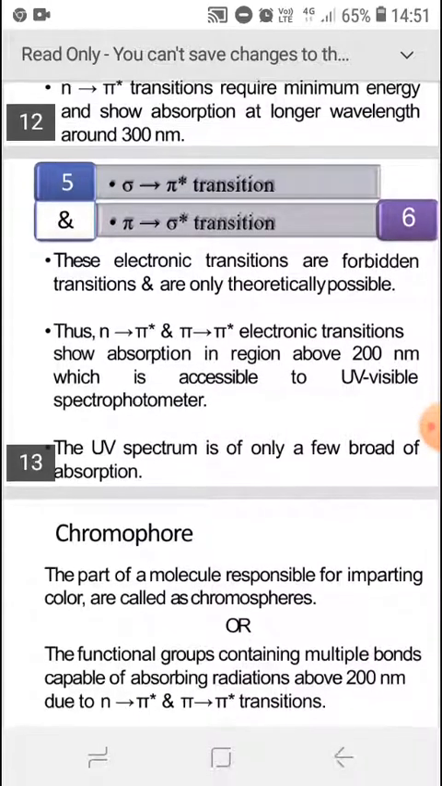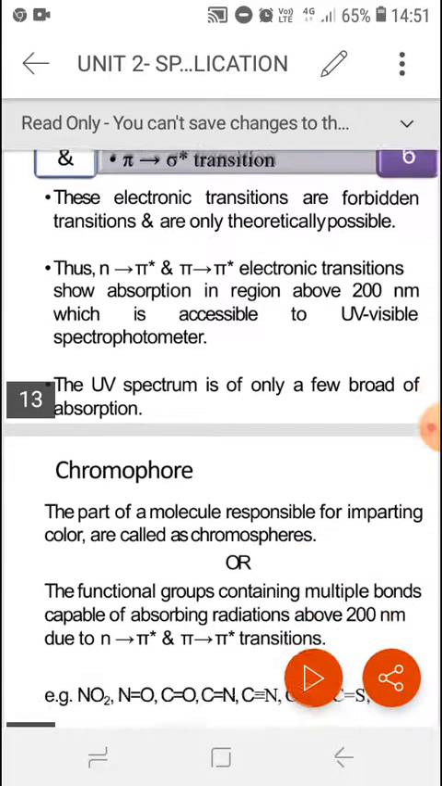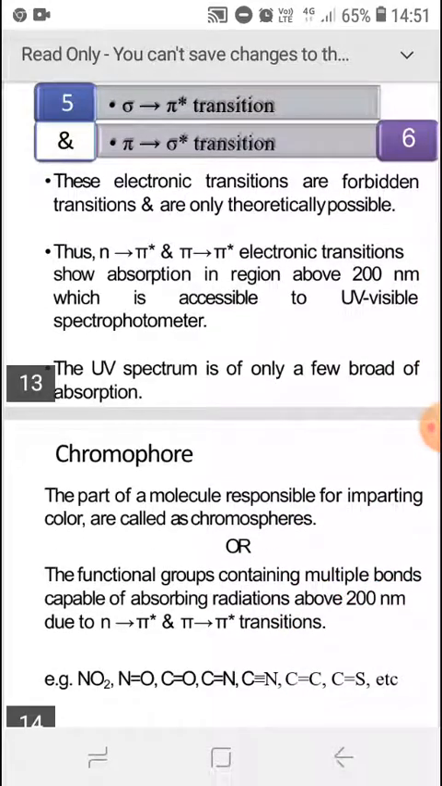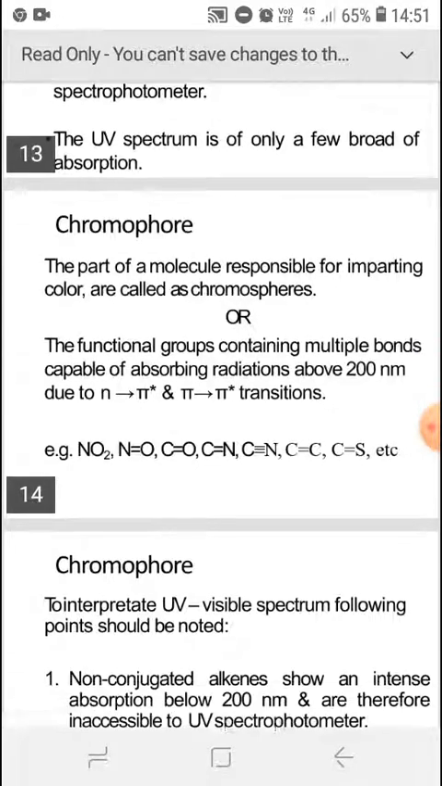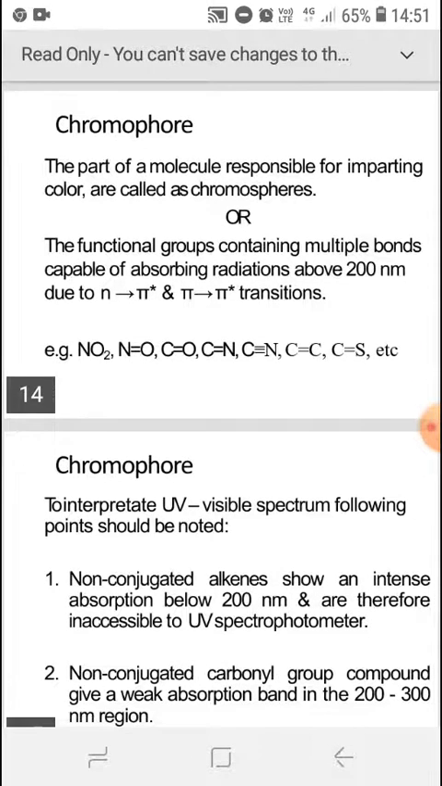The last ones are sigma to pi star and pi to sigma star electronic transitions, which are generally forbidden, theoretically possible only. Thus n to pi star and pi to pi star transitions show absorption in a region above 200 nanometer, which is accessible to the UV-visible spectrophotometer, and the UV spectrum shows only a few bands of absorption.